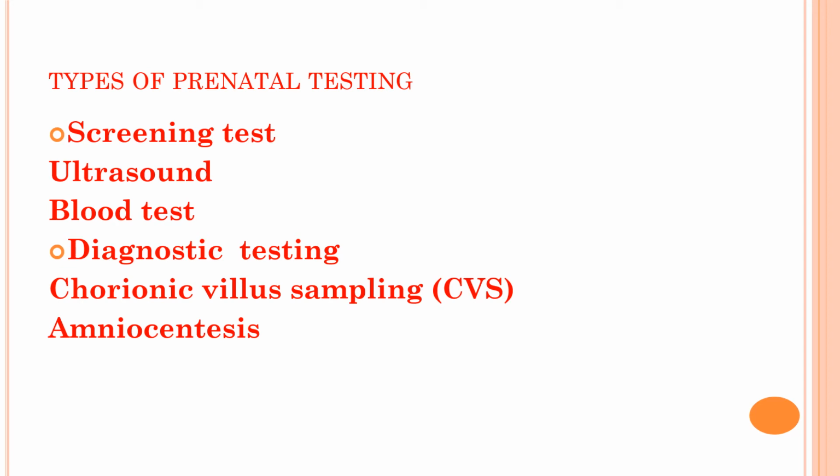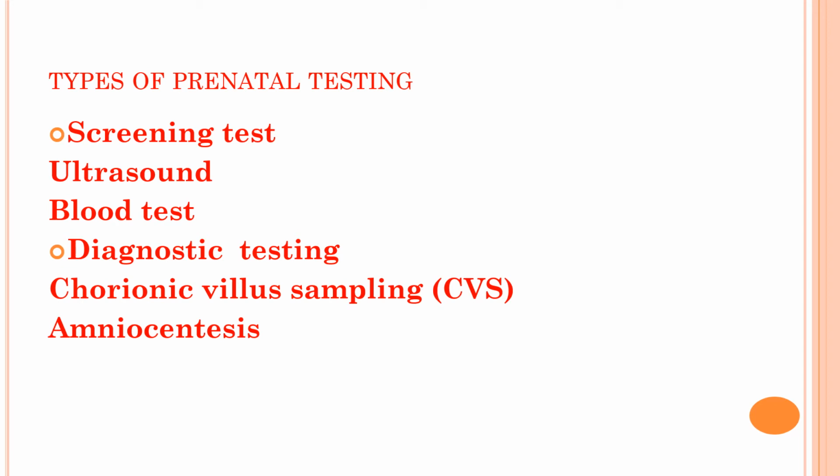Screening tests can be performed in both the first and second trimester of pregnancy. Examples of screening tests are the ultrasound and blood test. While an example of diagnostic testing is chorionic villus sampling, also known as CVS. And another type of diagnostic testing is amniocentesis.